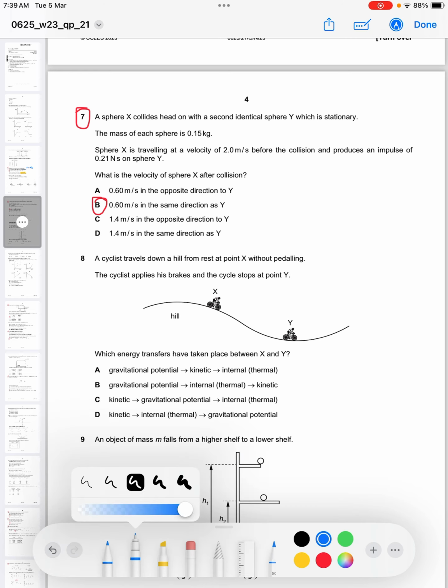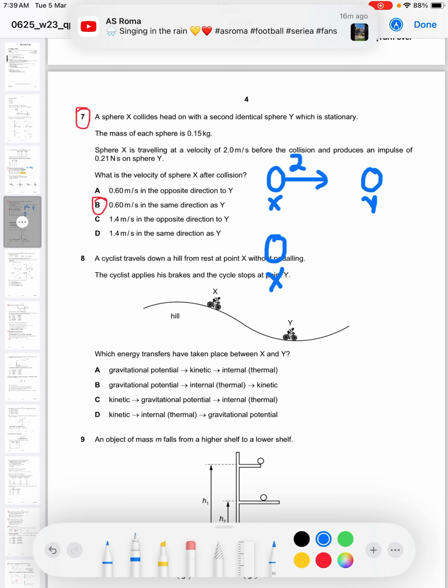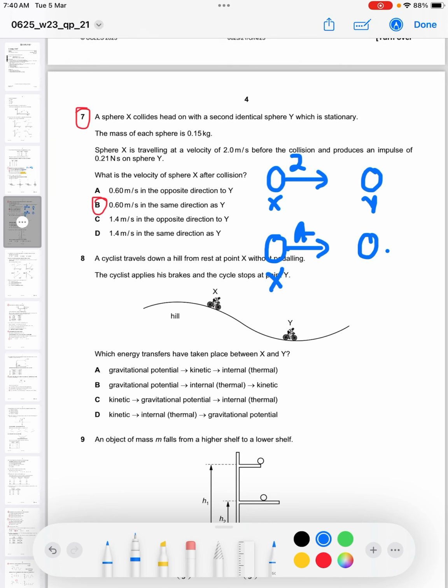When a question comes like this, we automatically know that they are implying the principle of conservation of momentum. So we have sphere x before collision moving with a speed of 2. Then sphere y, we are told that it is stationary at first. Then after collision, we have sphere x, and we don't know its speed. We are going to look for the speed of sphere x. Then sphere y, we don't know much except that it has experienced the impulse.